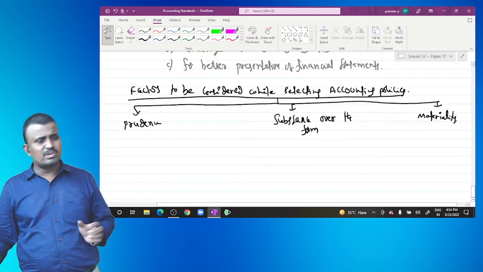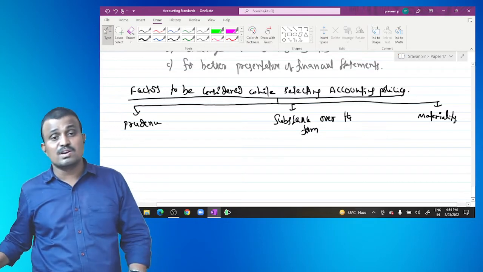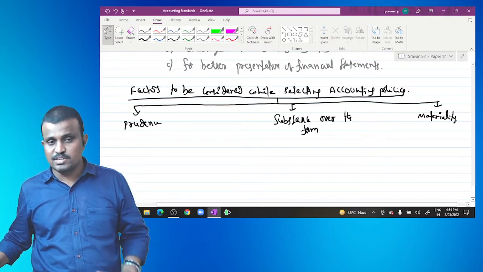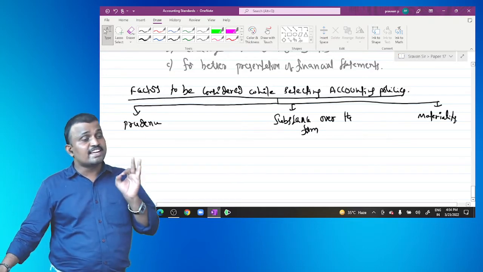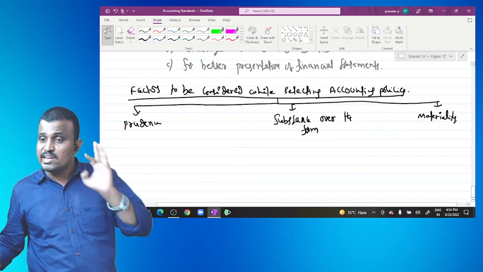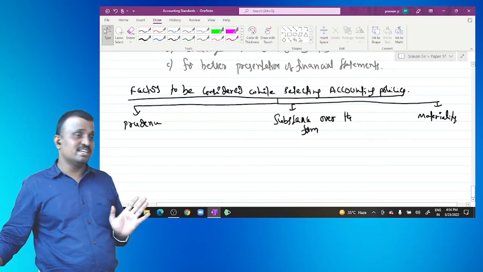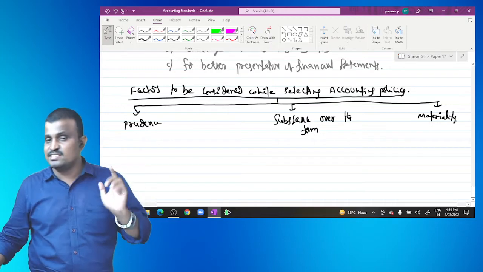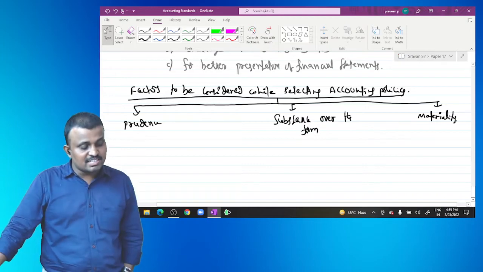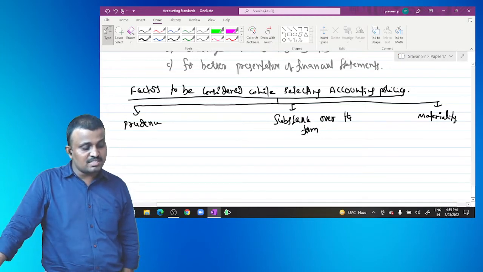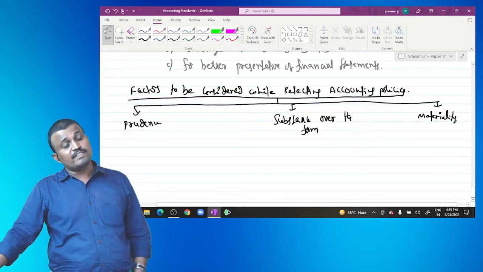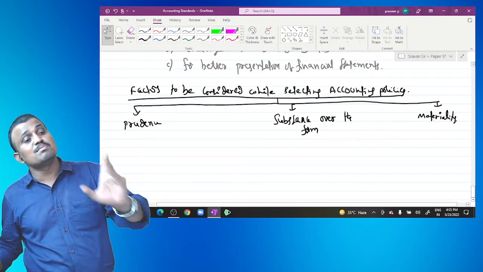So what is meant by prudence? The dictionary meaning of prudence is estimation or anticipation. It clearly states, don't anticipate a profit; we can anticipate only loss. As per the prudence concept, losses can be anticipated, but profits cannot be anticipated. Profits can be anticipated only at the time of realization.